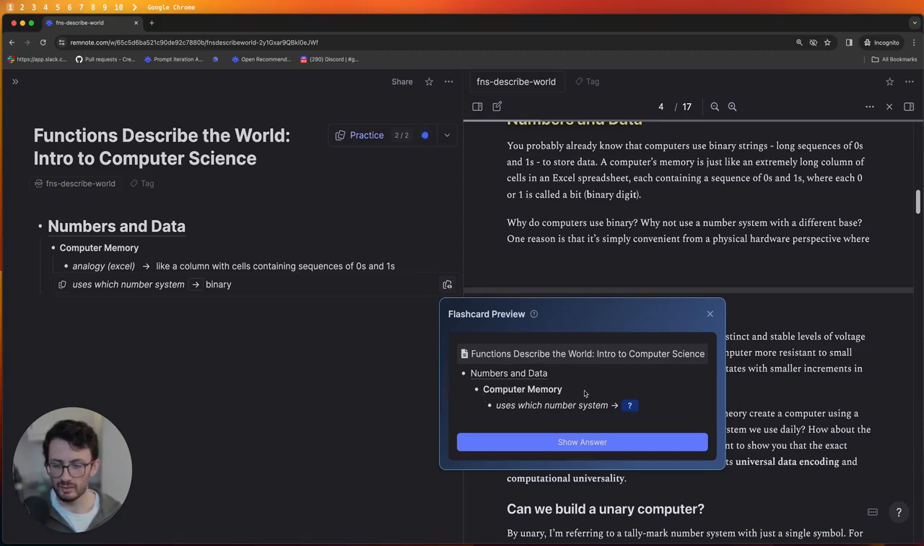You can see how RemNote's concept descriptor framework allows you to create very concise cards, because for both of these flashcards, I'm reusing the same structure in my notes, and I'm only adding on these additional descriptors at the bottom, which you can read very easily. They read quite well in English. So computer memory uses which number system. But that's kind of the power of the concept descriptor framework that RemNote's pioneered. It allows you to create these very concise cards that also read reasonably well in plain English as well.